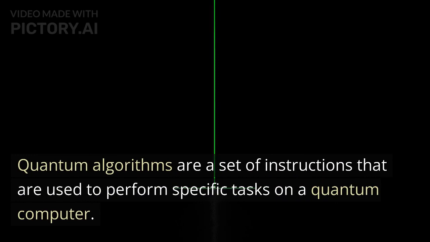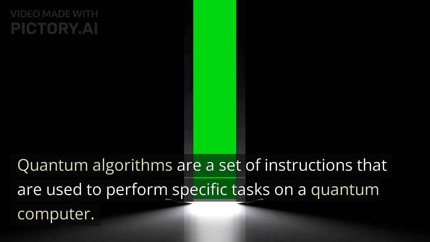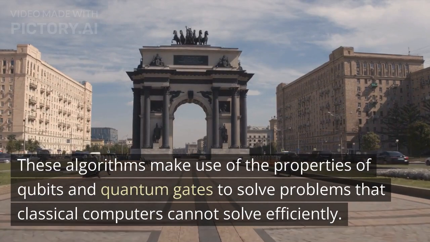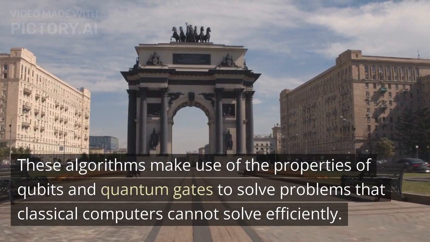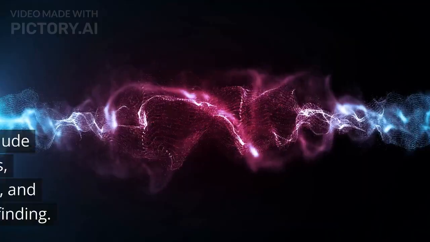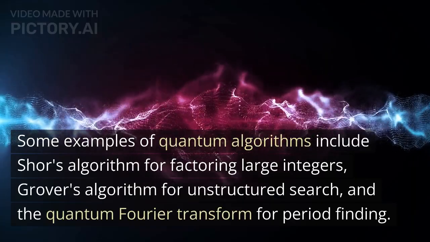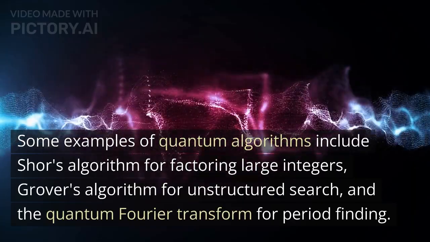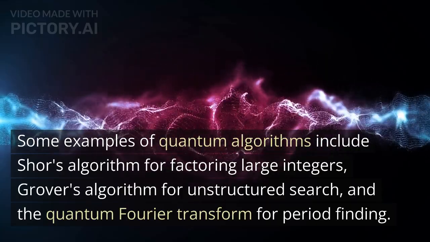Quantum algorithms are a set of instructions that are used to perform specific tasks on a quantum computer. These algorithms make use of the properties of qubits and quantum gates to solve problems that classical computers cannot solve efficiently. Some examples of quantum algorithms include Shor's algorithm for factoring large integers, Grover's algorithm for unstructured search, and the quantum Fourier transform for period finding.